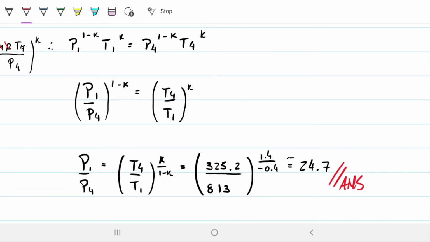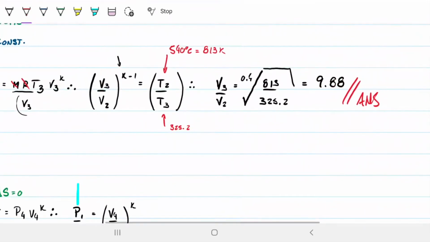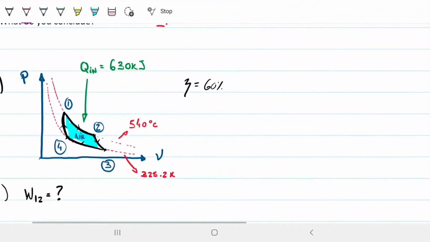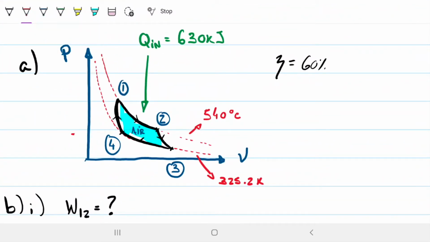That's the answer for this part there. Okay, so again, what is it saying? It's saying that the pressure on the first state is 24.7 times greater than the pressure on the fourth state. So as we're going from this state to this state, one is 24 times the other. So if this is 1 atmosphere, then this one here is 24.7 atmospheres. Right, that's what we just found out.